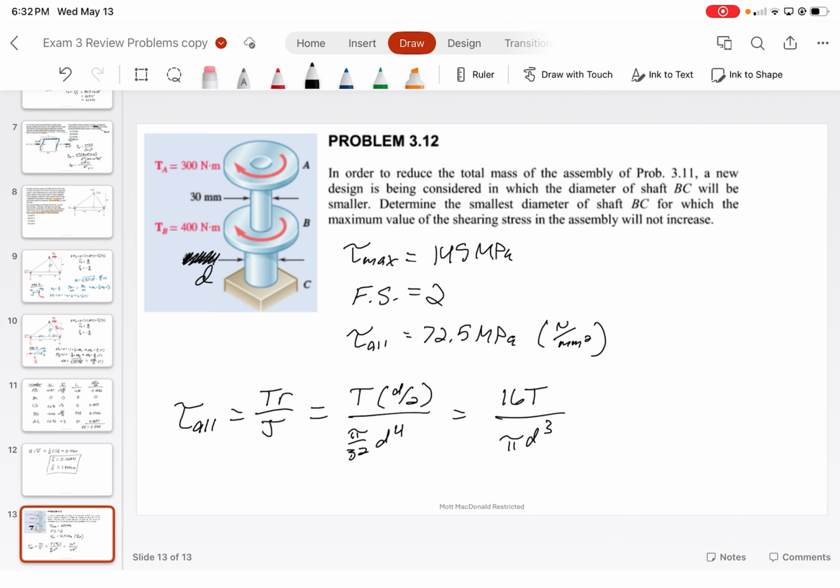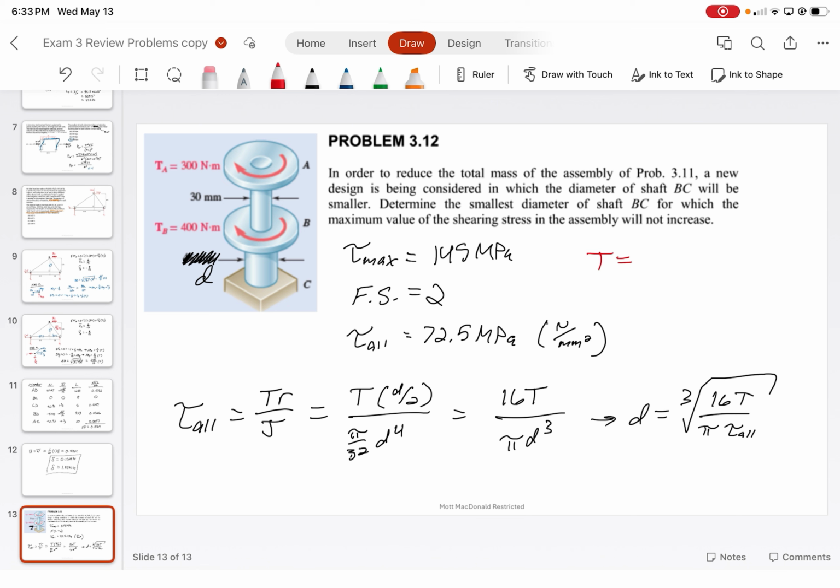Right, because pi over 32, the 32 gets carried to the top, then divided by 2, the pi remains on the denominator, and then the d cancels out from the top going to the bottom. All right, so then we rewrite this to be d is equal to the cube root of 16T divided by pi times tau allow. And it should be cube root. All right. Now we want to keep consistent units.